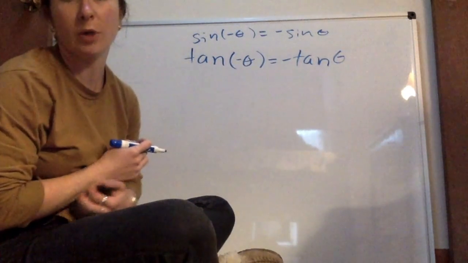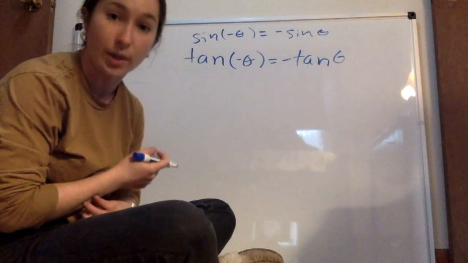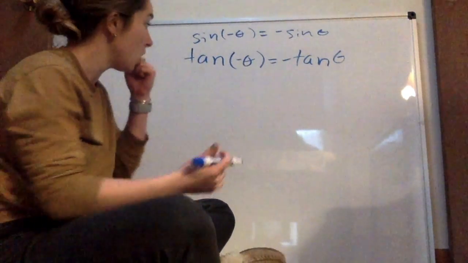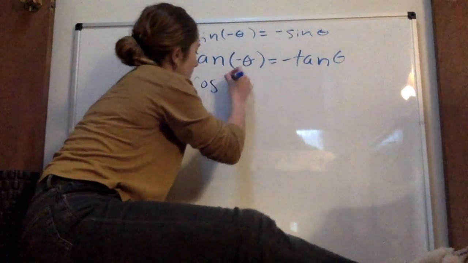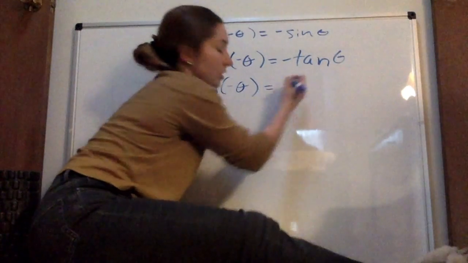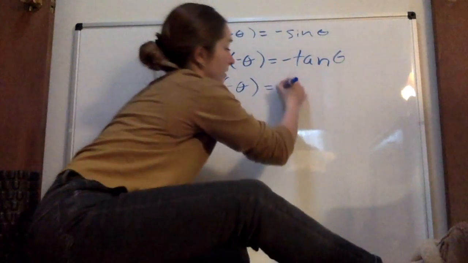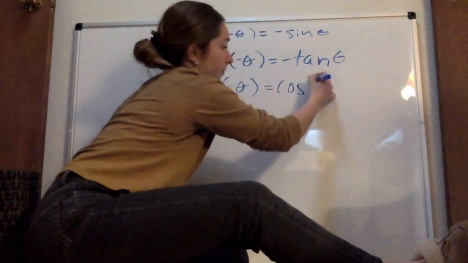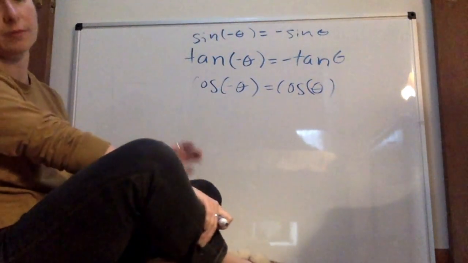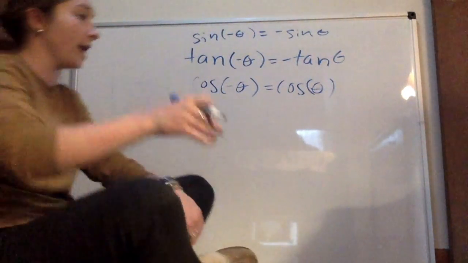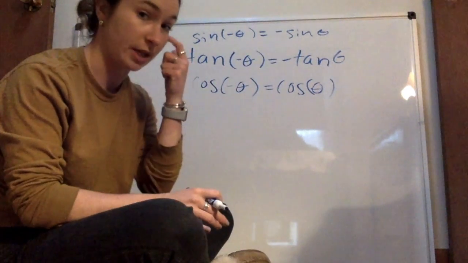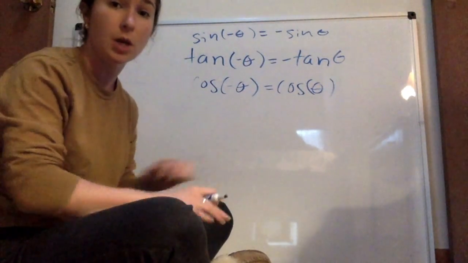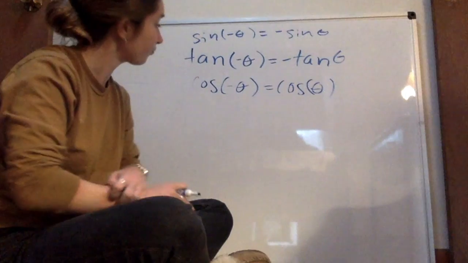And then cosine is not quite the same, right? Cosine is an even function. So when we do cosine of negative theta, that's just going to be the same as cosine of positive theta, because it's even. So if you reflect it over the y-axis, it's still going to be the same. If you make the x's negative and leave everything else the same, you're going to have the same graph.